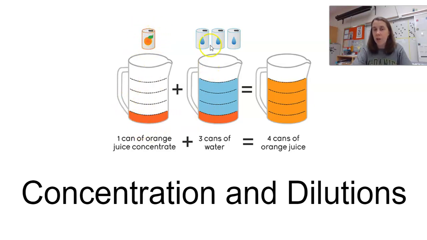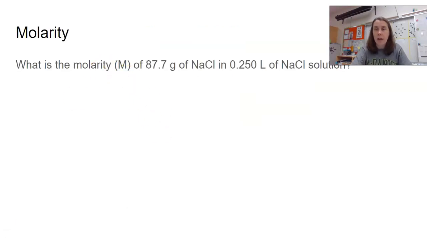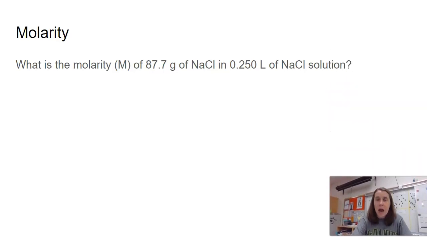So you add that, and then you add 3 cans worth of water to get a normal concentration of orange juice. All right, so the concentration is basically how much of that substance you have in a given amount of solution. There are lots of ways to express concentration in terms of mass or volume or number of particles, but the one we're going to use solely in this class is number of particles, and we call it molarity.